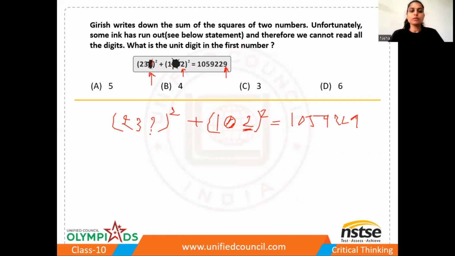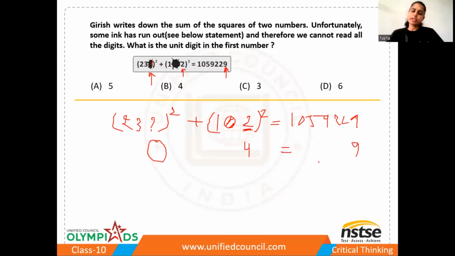Okay, and I am doing the square for this number also, and I am doing the square for this number also, right? So the square of 2 is what? The square of 2 is 4. Okay, now which number should I take here so that the sum would be 9?